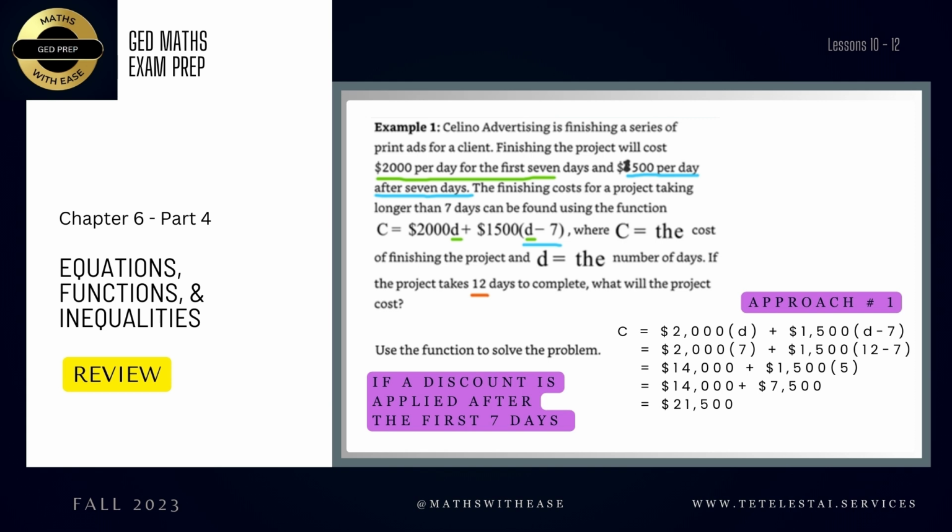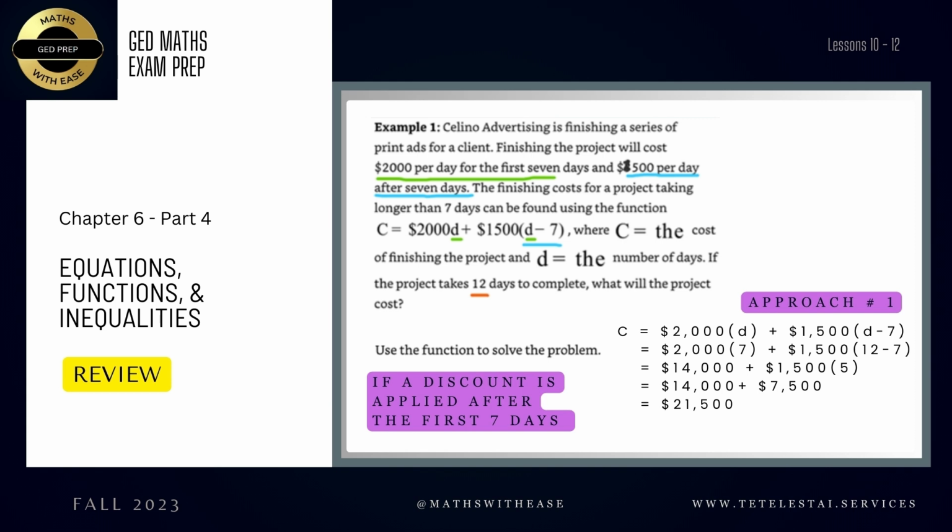It says Celino Advertising is furnishing a series of print ads for a client. Finishing the project will cost $2,000 per day for the first 7 days, and then $1,500 per day after 7 days. The finishing costs for a project taking longer than 7 days can be found using the following function.